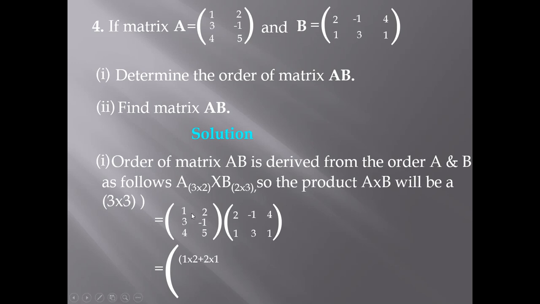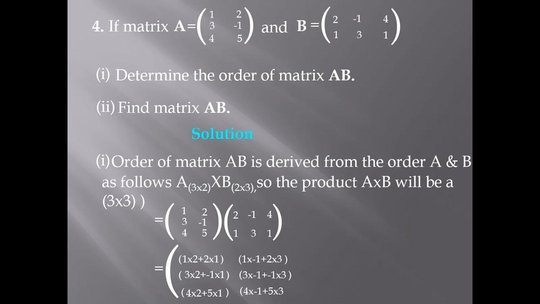This time we have to do more work because the rows and the columns are many. So we shall have 1 times 2 plus 2 times 1, which is here. Now we proceed to this. 3 times 2 plus negative 1 times 1. 4 times 2 plus 5 times 1. Now we proceed. 1 times negative 1 plus 2 times 3. Now we come to this. 3 times negative 1 plus negative 1 times 3. Proceed. 4 times negative 1 plus 5 times 3.